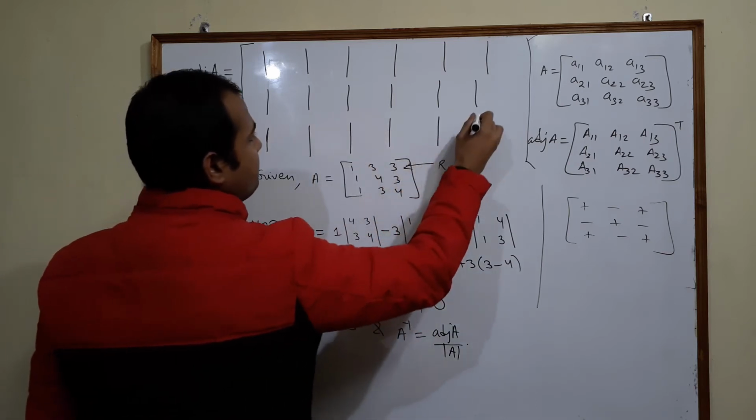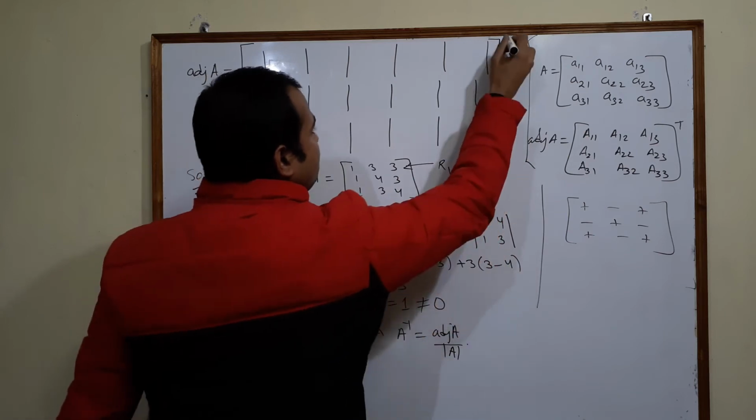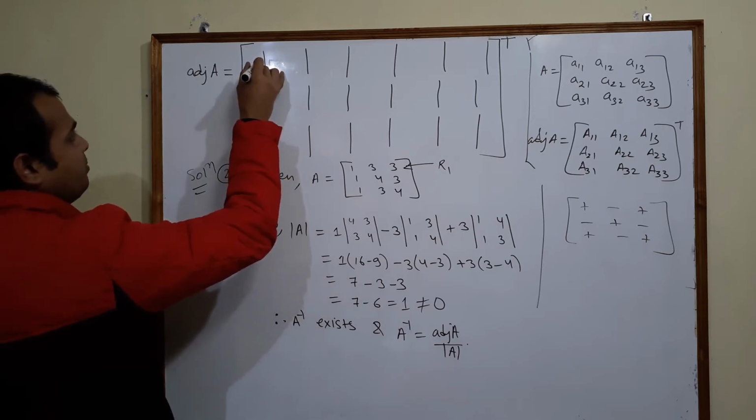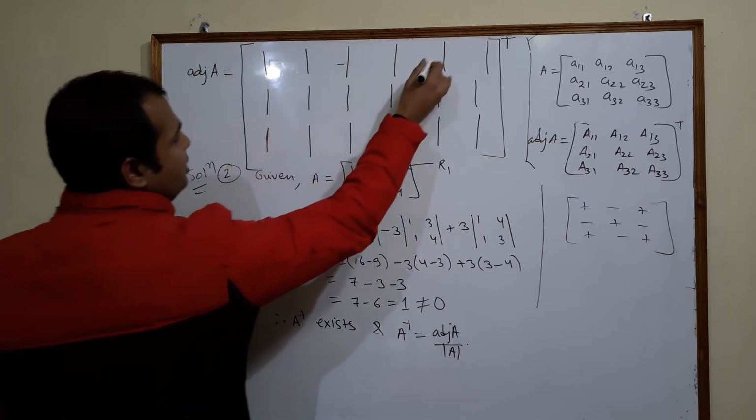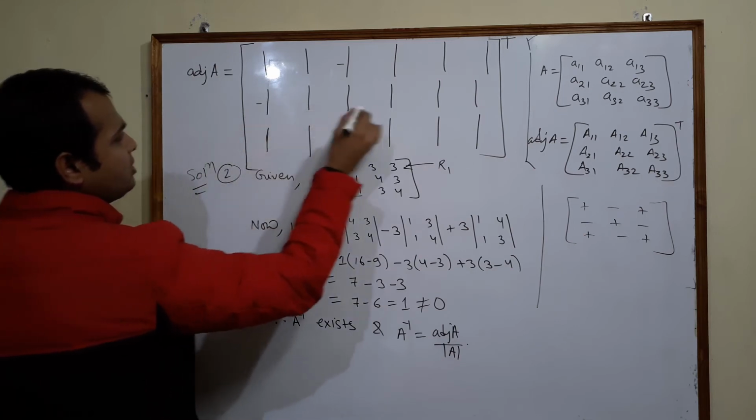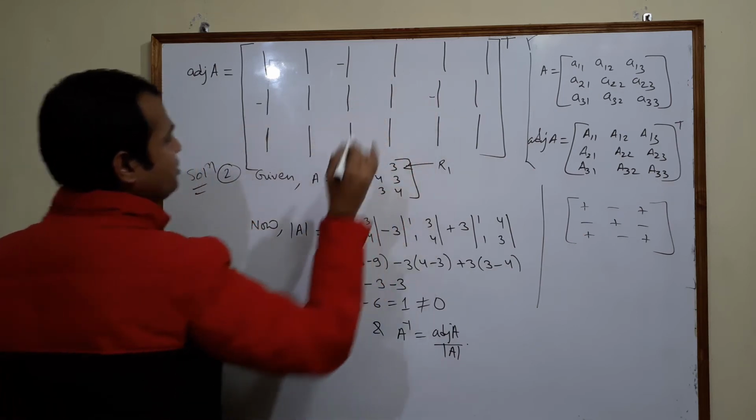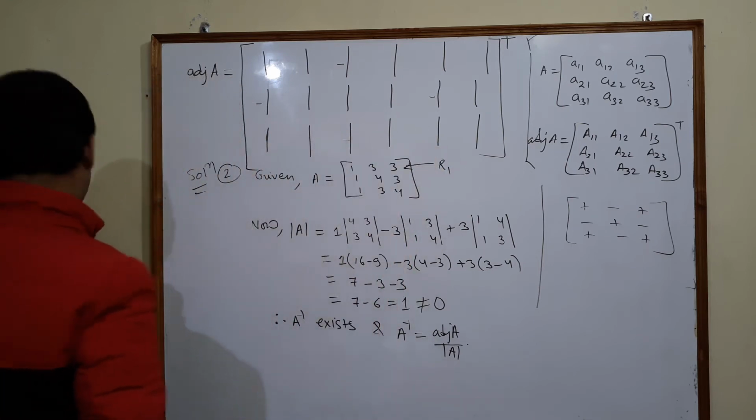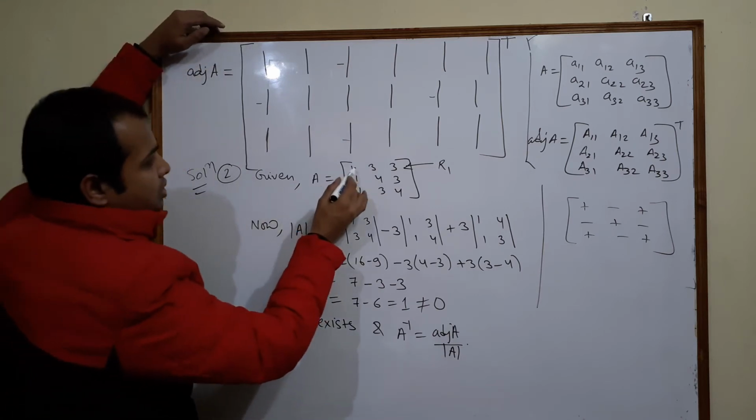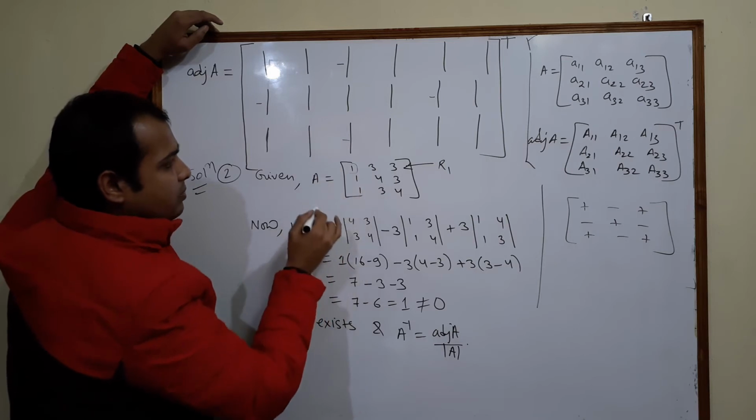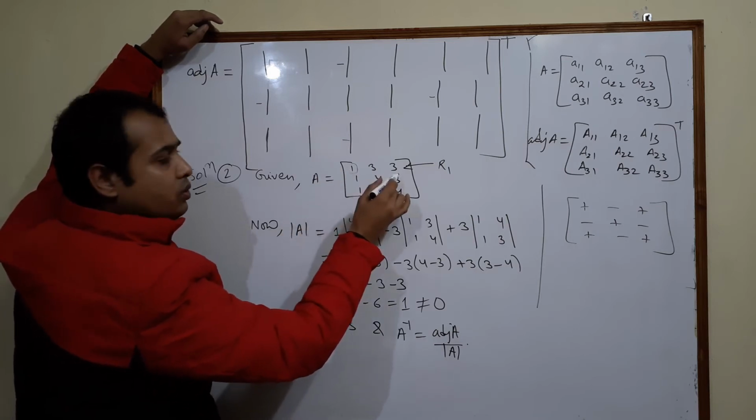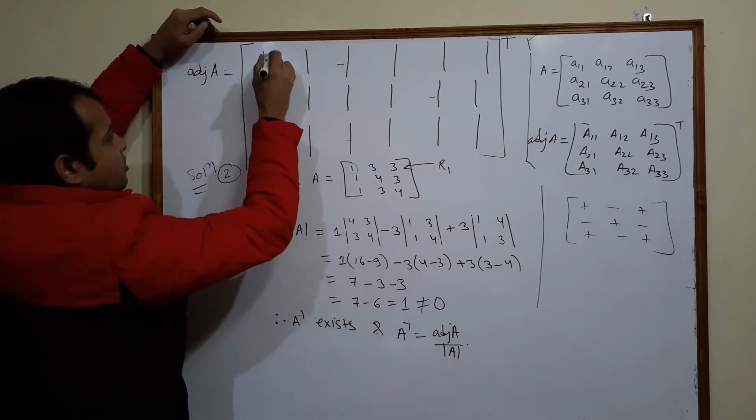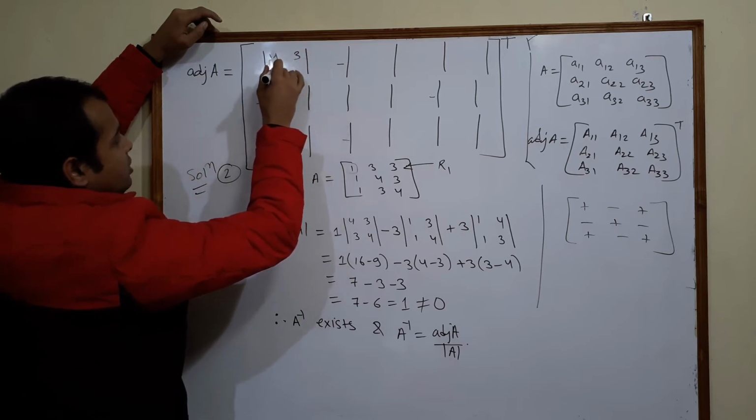It will be easier to find the adjoint if you follow this method. So you should make this first, then follow this pattern and put the signs. Here plus, so no need to write. Here minus, minus, plus, no need to write, then minus, then plus, and so on. Now come to this first element: cover this column, cover this row. What you are left with is 4 3 3 4.